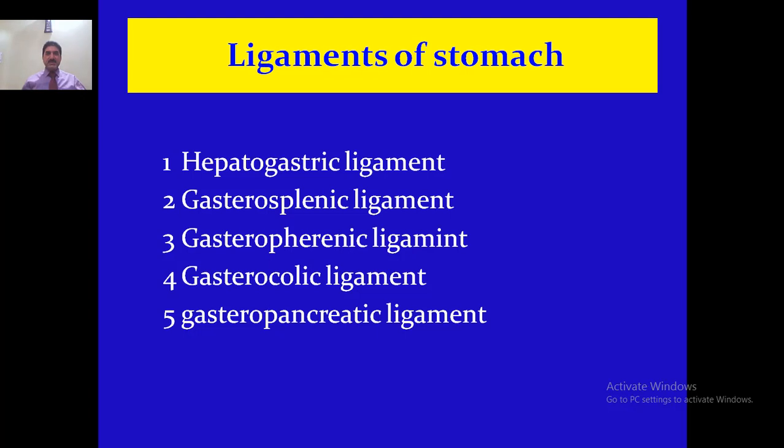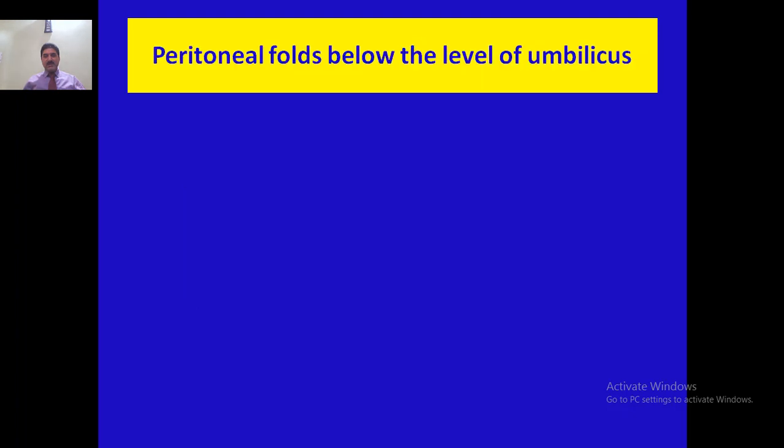Ligaments of the stomach are the hepatogastric ligament, gastrosplenic ligament, gastrophrenic ligament, gastrocolic ligament, and gastropancreatic ligament. The hepatogastric ligament is between the stomach and liver. The gastrosplenic ligament, as already described, is between the spleen and the stomach. The gastrophrenic is between the stomach and diaphragm. The gastrocolic ligament is between the greater curvature of the stomach and the transverse colon. The gastropancreatic ligament is between the stomach and pancreas.